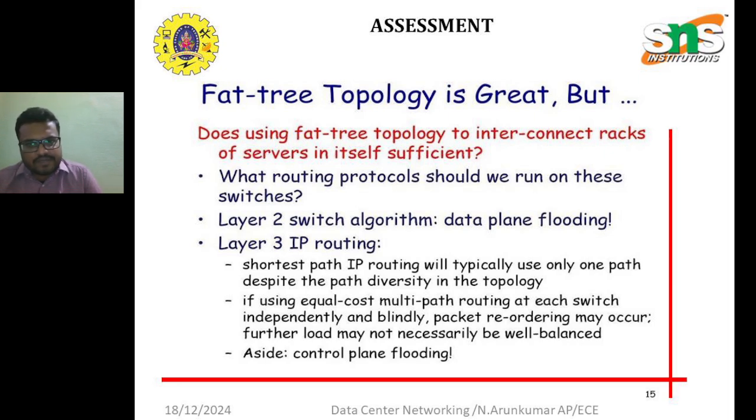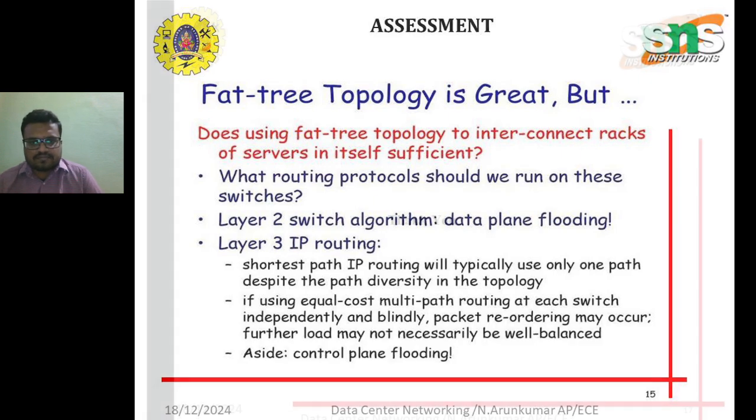And if it is equal cost, multipath routing also happens at each switch independently. And packet reordering also occurs, so that they are able to balance the data based on the routing. Thank you.